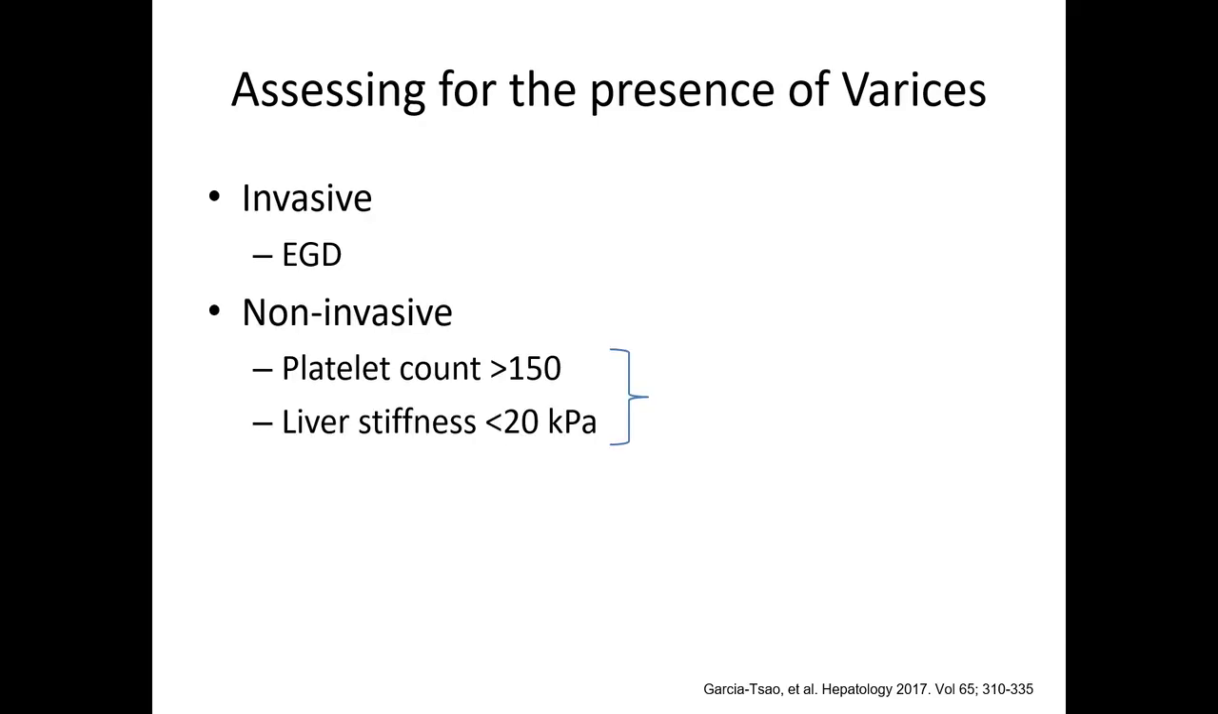There are a few ways to assess for the presence of varices. One that we are very familiar with is invasive and involves performing an endoscopic evaluation with EGD. The other is a non-invasive measure using platelet counts greater than 150 and a liver stiffness measurement with less than 20 kilopascals as a value. In these patients, non-invasively, the probability of varices being present is about less than 5%. Therefore, recommendations are that these patients may not need an EGD for the initial assessment of varices.